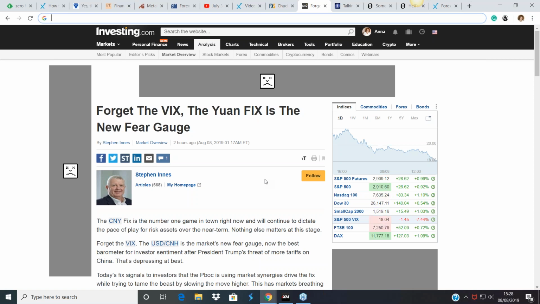And this really is what happened: first you had Donald, then you had the retaliation through the forex markets by the Chinese, and now, if you like, we have another measure of risk. So this Stephen Innes here writes for investing.com. I would take issue with him saying forget the VIX. I think if you forget the VIX, or ignore the VIX, you do so at your peril. But what's interesting is what he says about the yuan fix.